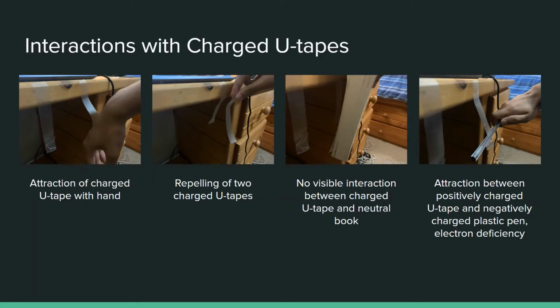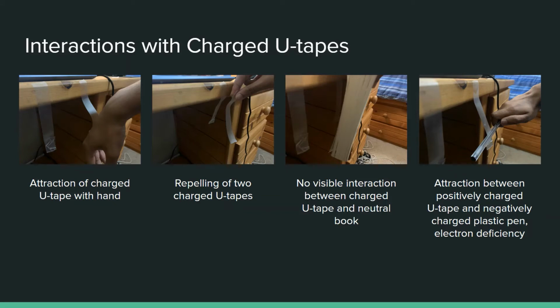So before the main experiment, we wanted to see the different interactions between the charged tapes and what specific effects they had on each other. For pictures 1 and 2, you can see the attraction of a charged tape with my hand, and also the repelling of two charged tapes. From these pictures, you can see that my hand and the charged tape had opposite charges, while the two tapes had the same charge.